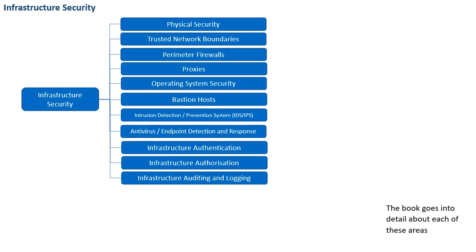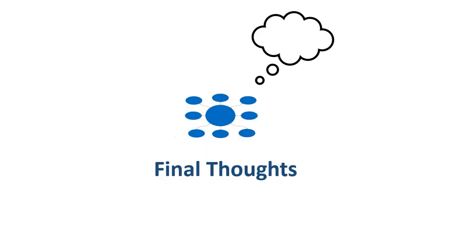And then infrastructure security. There are key decisions to be made here. I won't go into this in any detail, but there are important decisions to be made on the security controls you can deploy to protect your infrastructure from your expected or unexpected threats. Again, I cover this in much more detail in the book.